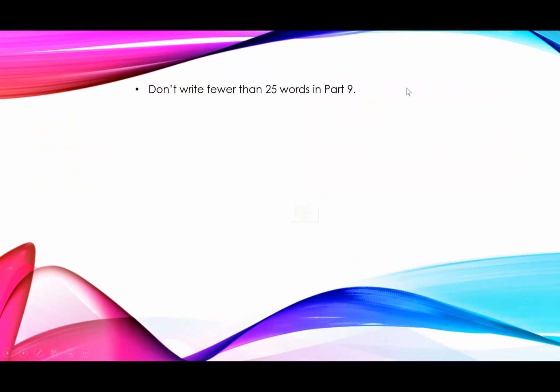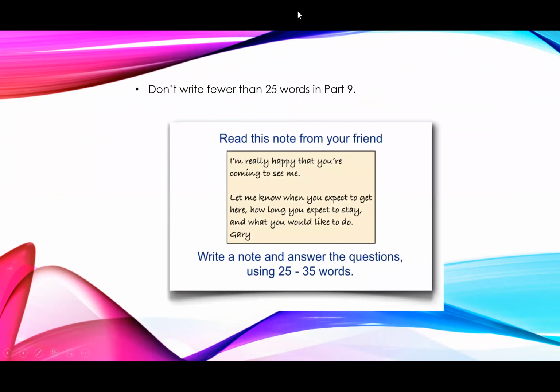And please don't write fewer than 25 words in part 9. This is the sample of part 9, as you can see here. They ask you to answer a letter, write an email, or something similar, and they mention using 25 up to 35 words. So the minimum is 25, the maximum is 35. It can be 26, it can be 30, it can be 28, doesn't matter, but it shouldn't be less than 25. It shouldn't be 24, 22. So be careful about the writing part.